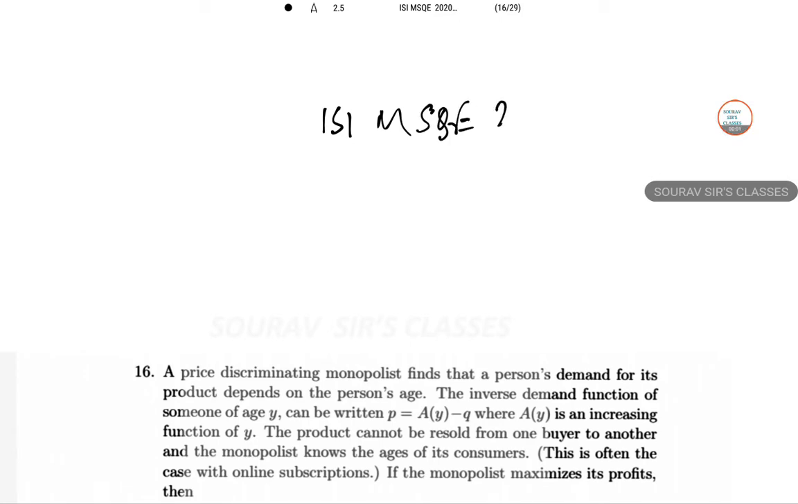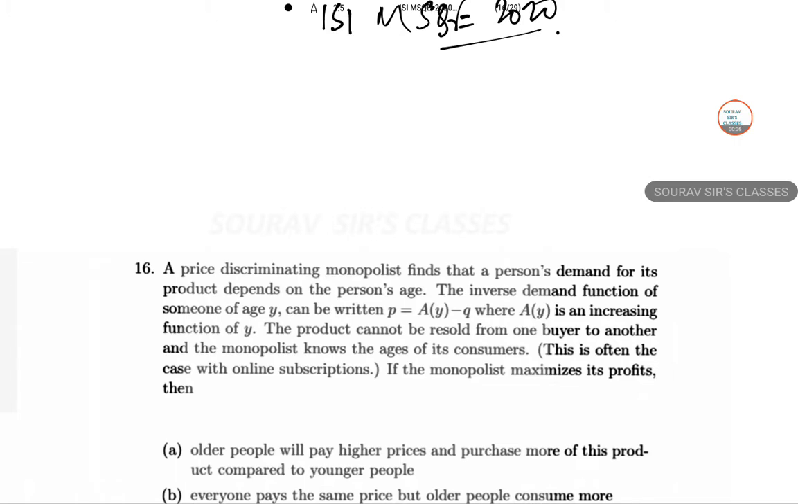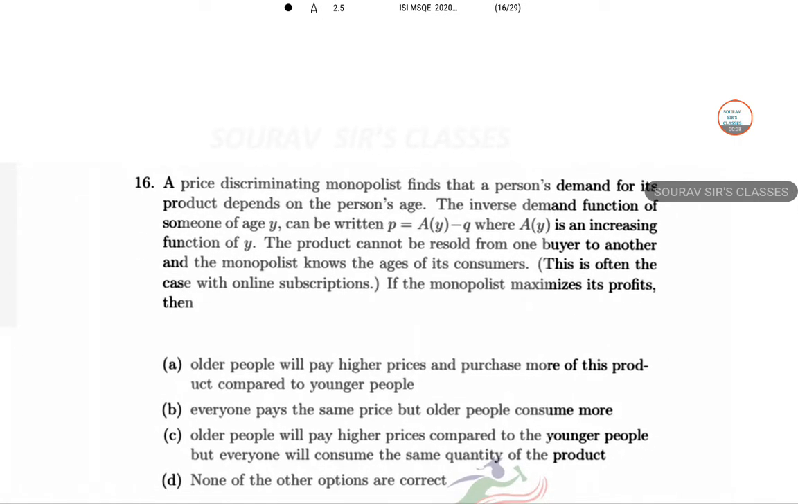ISI MSQE 2020 paper, section number 3. In the first two videos we have solved till 1 to 15. So it's a price discrimination monopolist, where a person's demand depends on this person's age. So demand is dependent on a person's age.